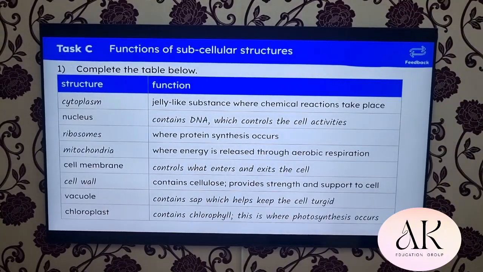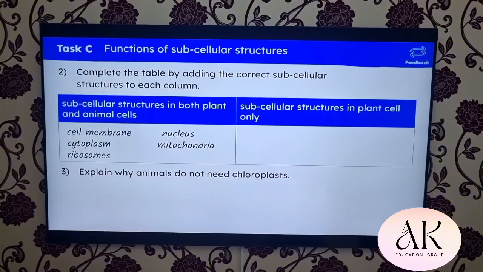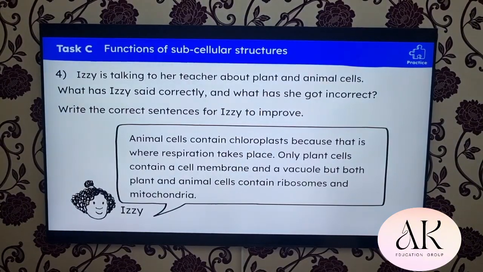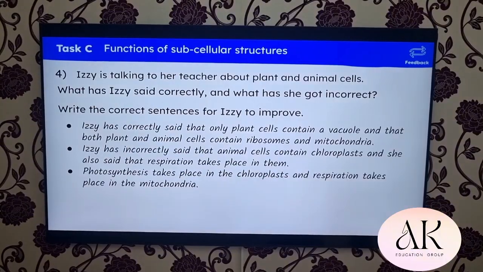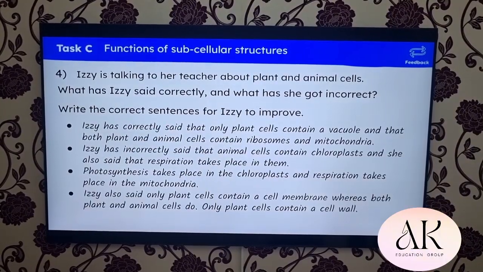There we go, guys. And that's task C. Okay, you can take another screenshot of this task. You can complete these activities, guys. Here are the answers for you to have a look.